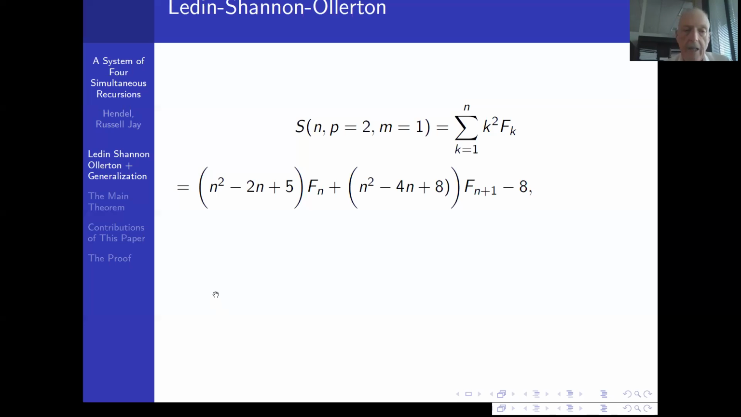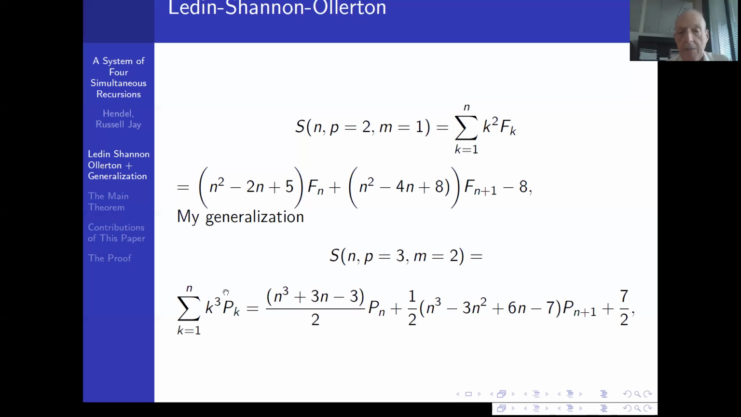This is the identity here: n squared minus 2n plus 5 times Fn plus n squared minus 4n plus 8 times Fn plus 1 minus 8. And you can check that by looking at various n. And as I said, Leiden noticed this for a few p. Shannon and Ollerton generalized it for all p. So I said, why not go a step further? And this is my generalization.